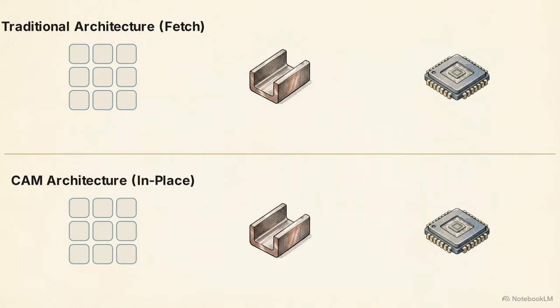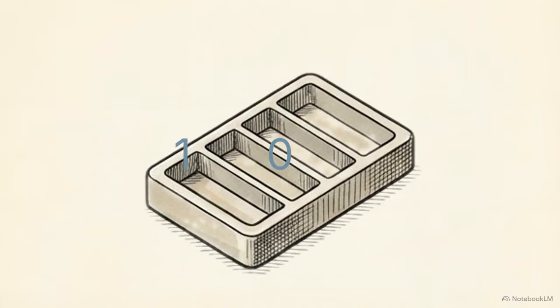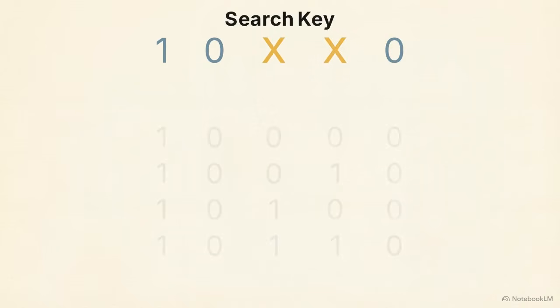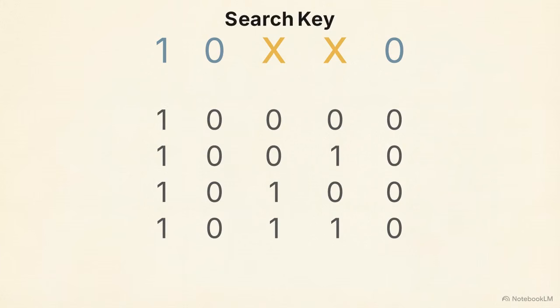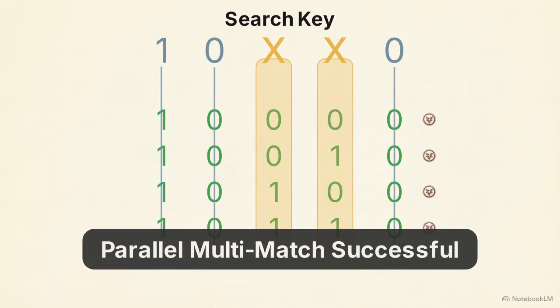To handle advanced routing, the 10T cell is evolved into ternary CAM, or TCAM. TCAM adds a third encoding state to the memory logic, the don't care, or X, mask bit. This third state adds extreme flexibility to search operations. A search key of 10XX0 will instantly trigger a valid match across 4 separate addresses: 10000, 10010, 10100, and 10110.